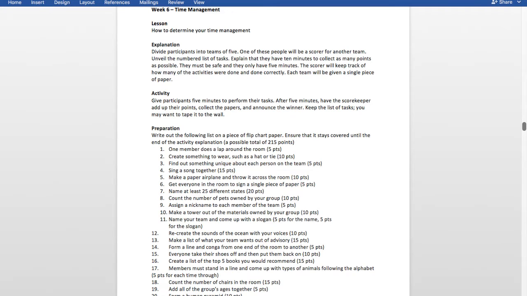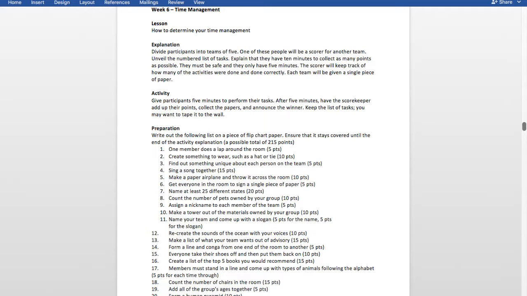So to show you, this is an example of a lesson that we would do on time management. So the way I started the lesson was I would divide the group into teams of 5. And then they would have to appoint a scorer that would score another team. And then I would give them 5 minutes to perform these 20 tasks. And then the scorekeeper would keep track of points and announce who had gotten the most points.